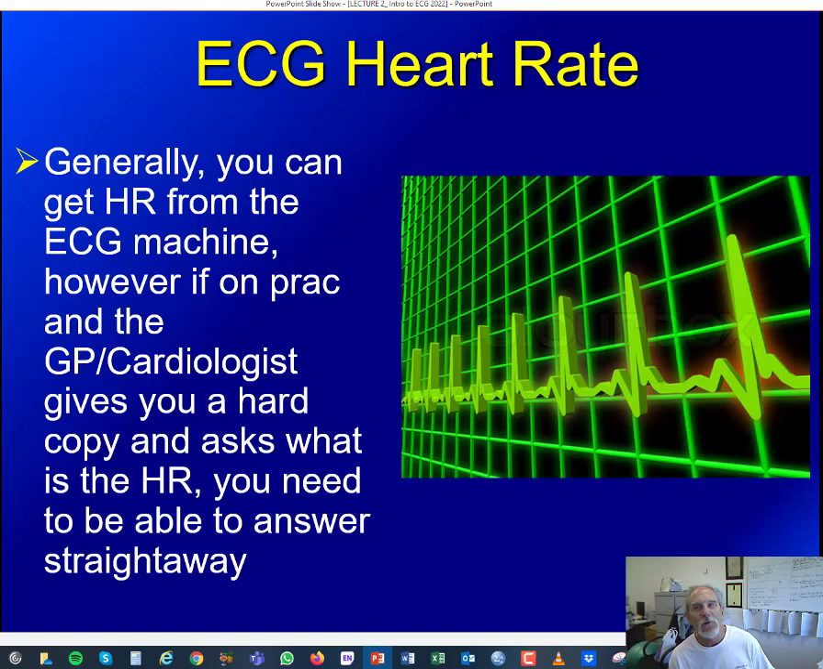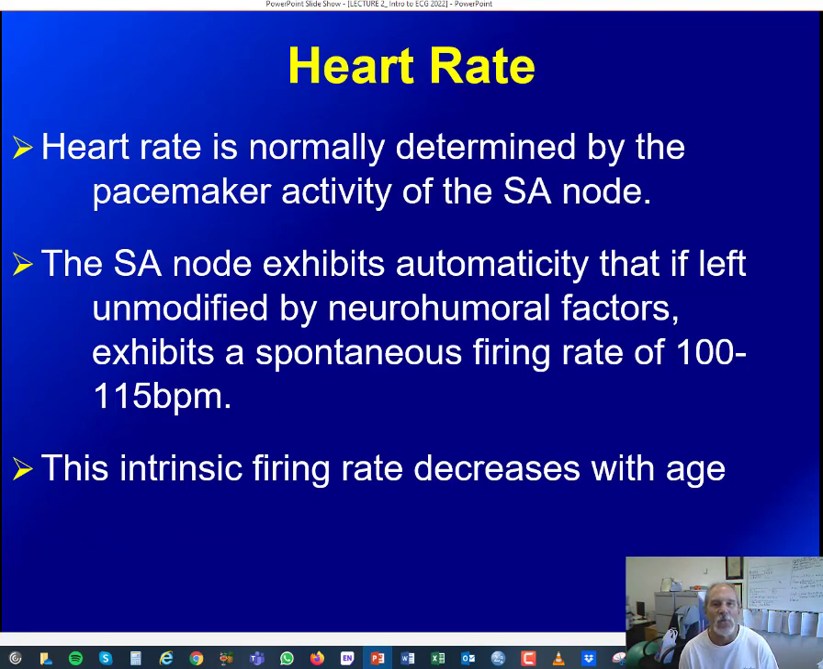So let's look at heart rate. So generally you can look up on the ECG device and you can get heart rate from it. However, if you're given a hard copy and the heart rate's not on it, you need to be able to determine heart rate. So I'll show you a couple different ways to do that.